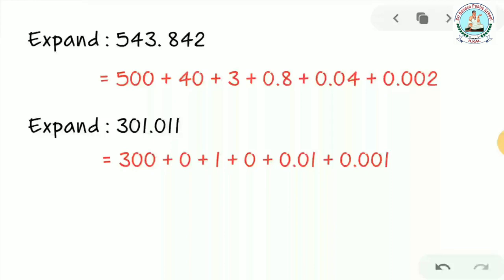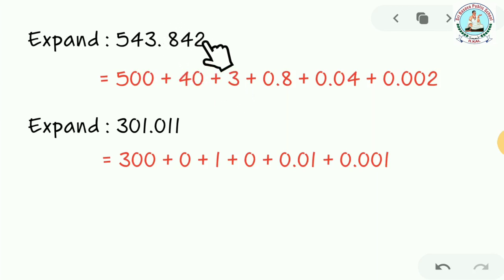Now let us solve some other problems. Your first problem is 543.842, and as we know, this is the whole part and this is the decimal part, correct? Let us expand the whole part first. The place value of 5 is 500, we write it, and the place value of 4 is 40, we write it like this, and the place value of 3 is 3 itself because it is in ones place.